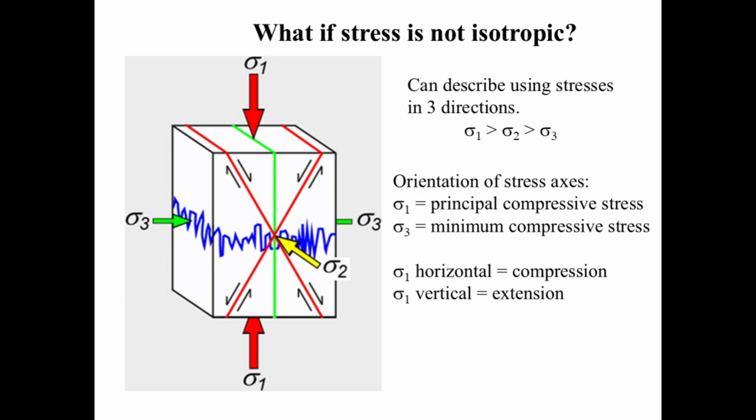Then we can describe it using the stresses in three directions. So sigma 1 is the highest stress and sigma 3 is the lowest stress, and we can talk about the orientation of the stress axes. Sigma 1 is the principal compressive stress, and sigma 3 is the minimum compressive stress. So horizontal sigma 1, that is compression. Makes sense. You're pushing sort of horizontally. If sigma 1 is vertical, that is extension, right? Okay.